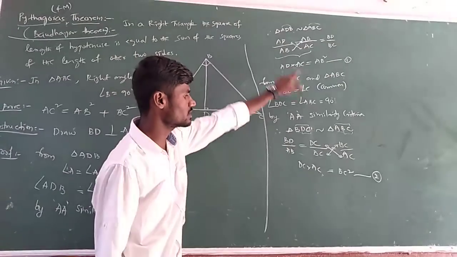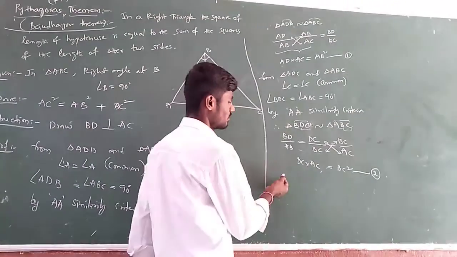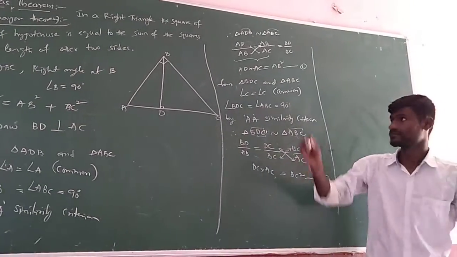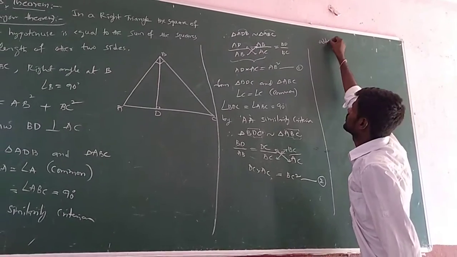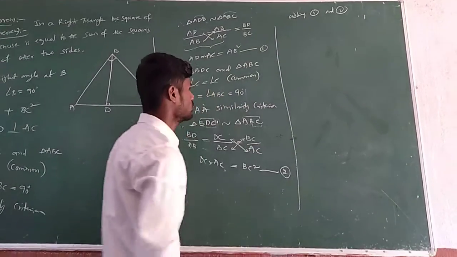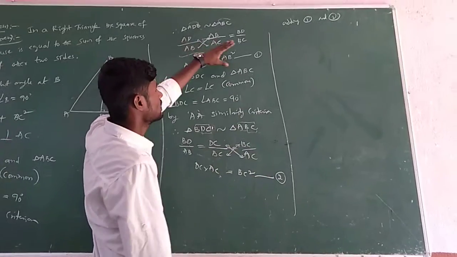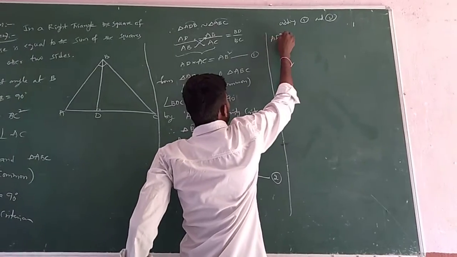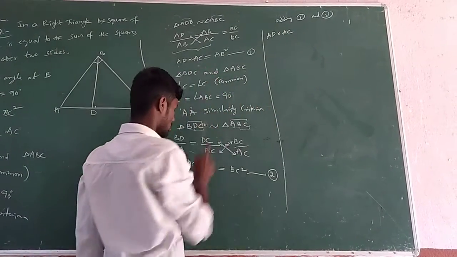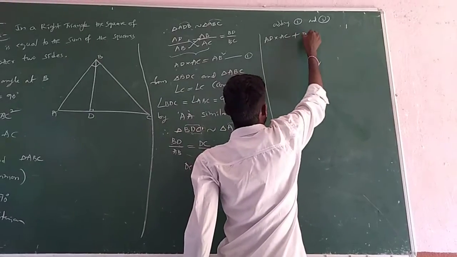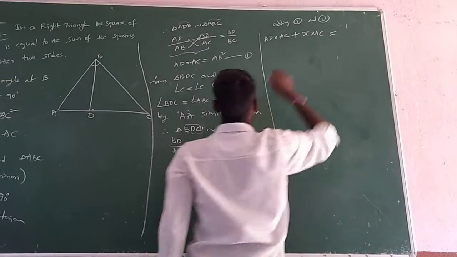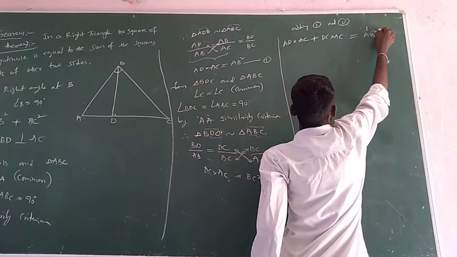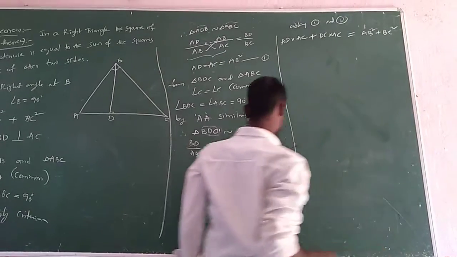Let us take this as equation 2. If you observe equation 1 and equation 2, let us add them. So what will happen? Adding equation 1 and equation 2, in that addition, left side parts added, right side parts added. Left side AD into AC plus DC into AC is equal to the right side parts of equations 1 and 2, AB square plus DC square.